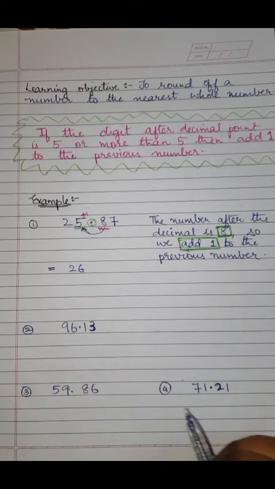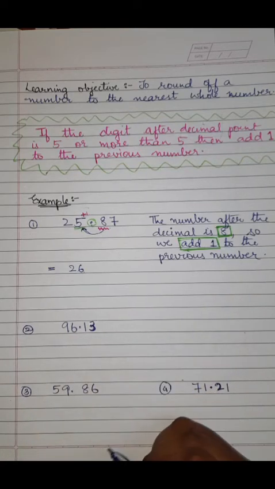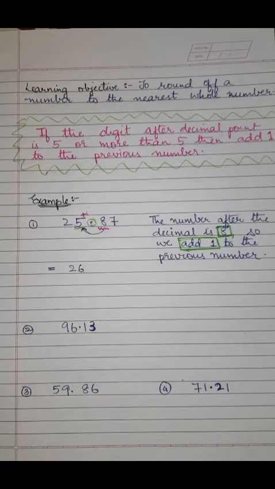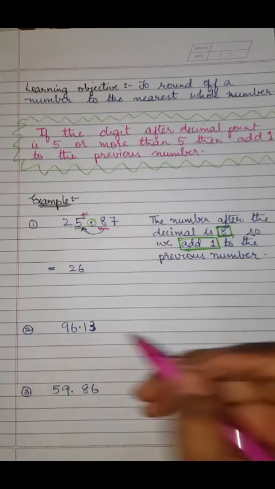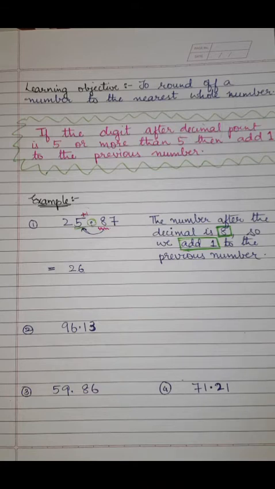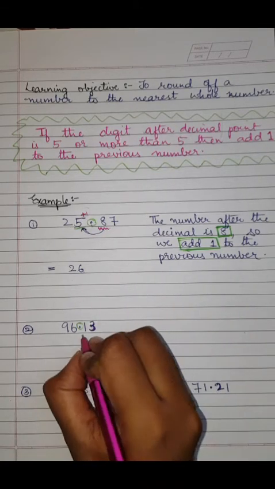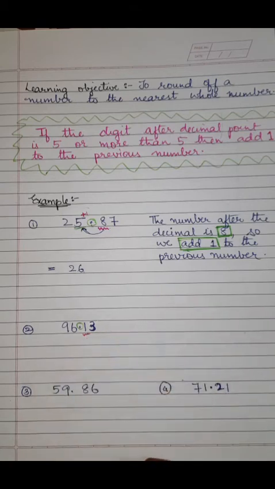Now let's look at another example. You have 96.13. So according to our rule, you'll check the digit after the decimal point. So here's my decimal point. And after my decimal, I have 1. Is it greater than 5? No, it's not greater than 5.